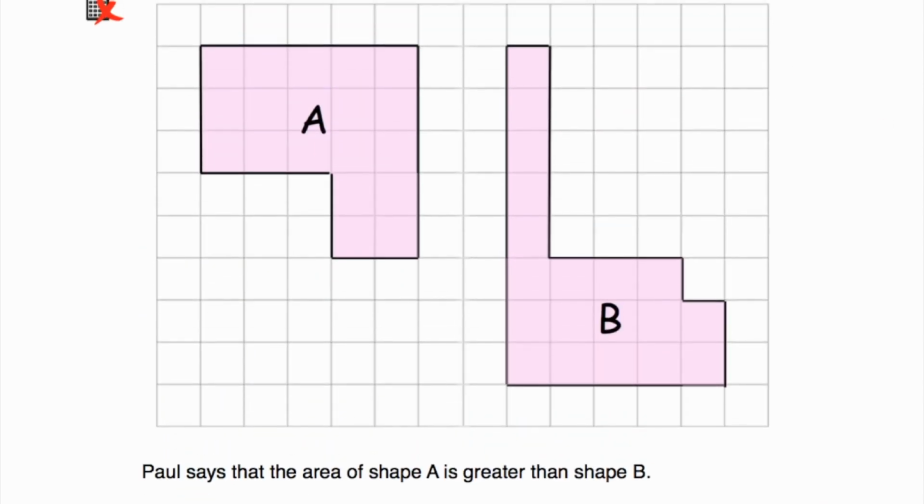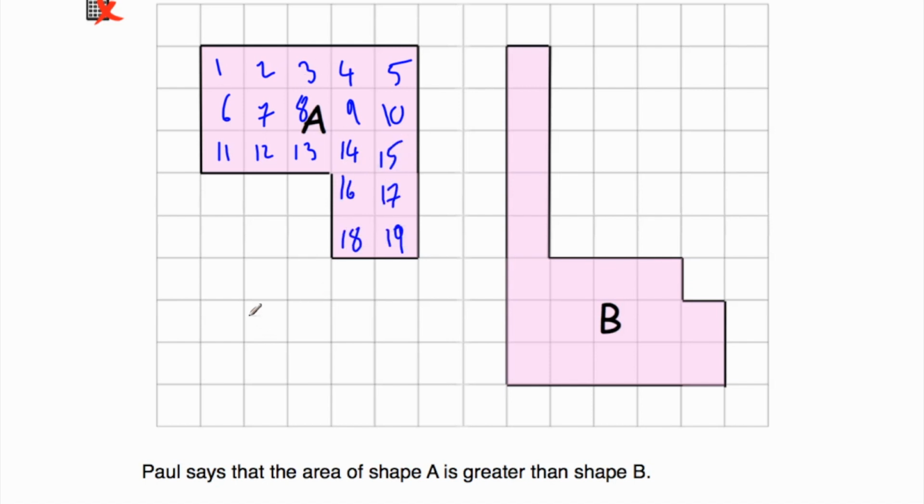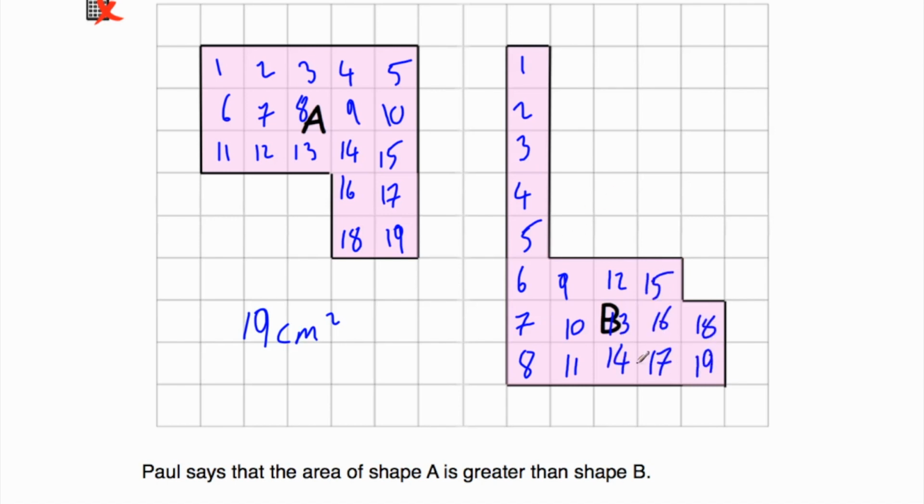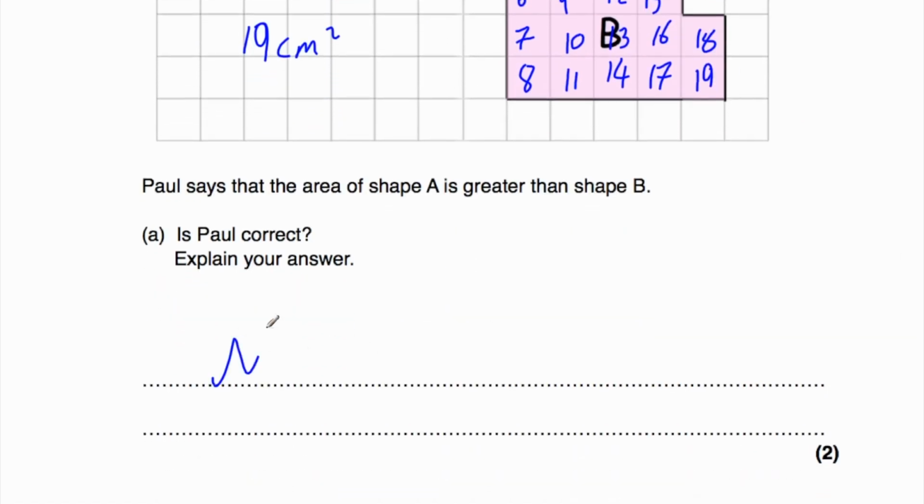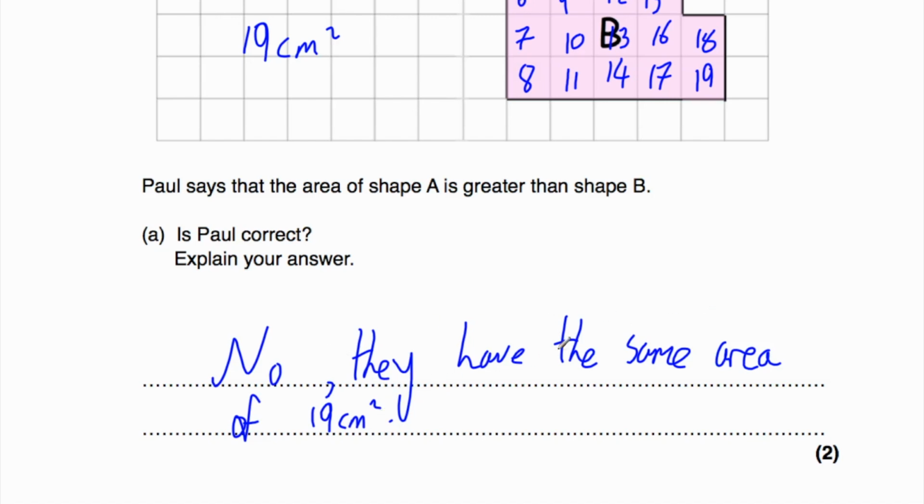So let's find the area of shape A and the area of shape B. Let's count the number of squares inside of them. So 1, ... 18, 19. So the area of shape A is 19 centimeters squared. If we look at shape B, its area is 1, 2, ... 18, 19. So the area of shape B is 19 centimeters squared as well. Paul said the area of shape A is greater than the area of shape B, but they've both got the same area. They've both got an area of 19 centimeters squared. So let's write that down. Is Paul correct? No. I've written no, they've got the same area of 19 centimeters squared.